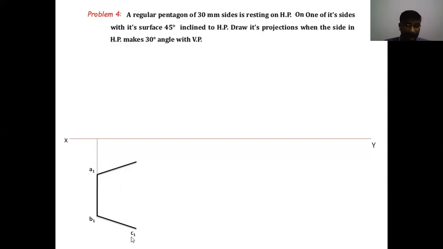Then locate the point C1. This is C1, and this is the fifth point, E1. We will get the fourth point, D1, somewhere else here. How to get the fourth point?